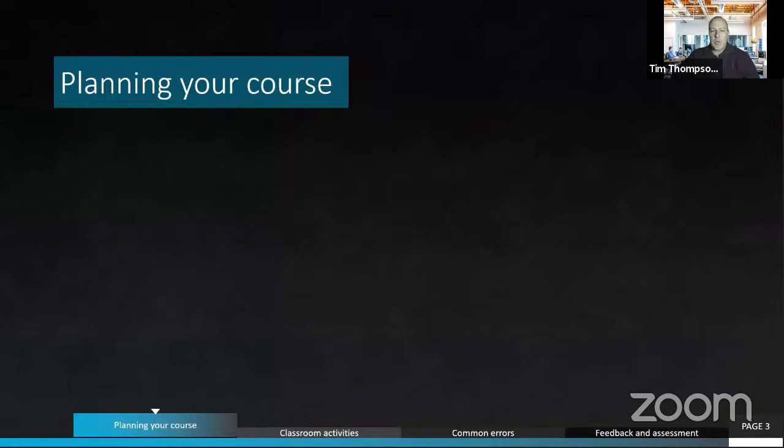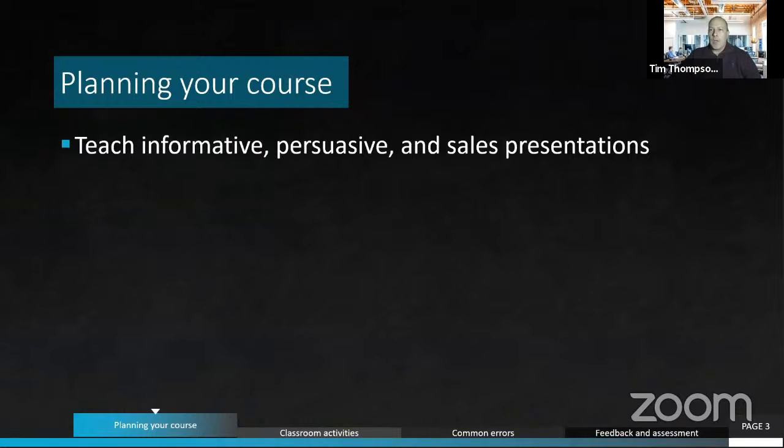All right, so we'll start with planning your course. In my case, I would be teaching informative and then persuasive, and then I would have a sales presentation component. So those would be the three main categories where I would have them do their presentation. So informative and persuasive can be a little bit confusing for people when they think about what they are the first time, but think about this.